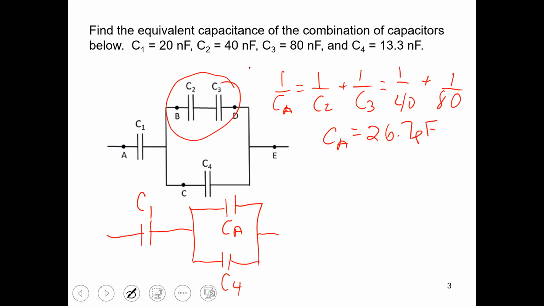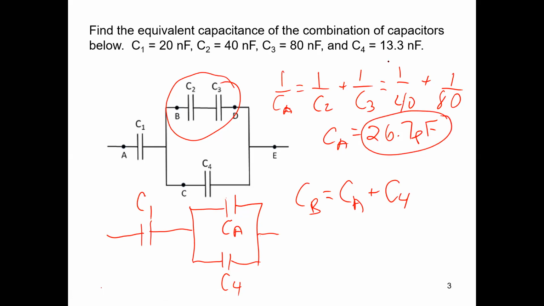CA and C4 are in parallel with each other. And so as a result, I can just figure out their equivalent capacitance. They're just simply going to add together. That's 26.7 picofarads plus 13.3 picofarads. I guess this was supposed to be a nano. That gives me 40 nanofarads. Sorry, nano, not pico.